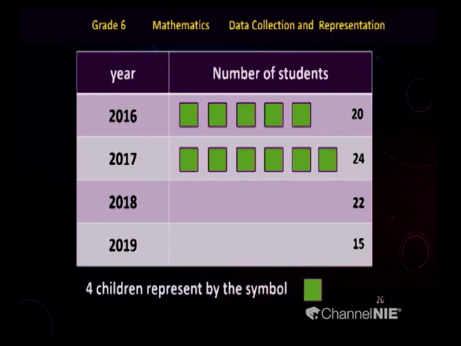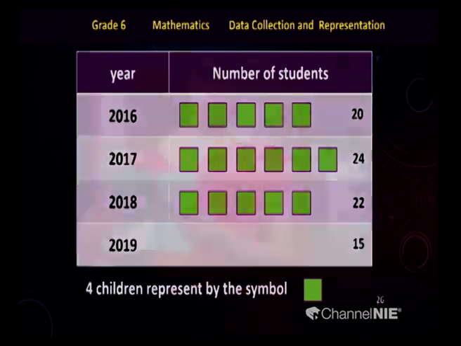We will see 2018. In 2018 there were 22 students registered. How to represent 22? Can you divide 22 by 4? We can't divide it without a remainder. We have to use 5 full squares, because 4 times 5 is 20. What about the other 2 children? Then you can use a square to represent 4 children.